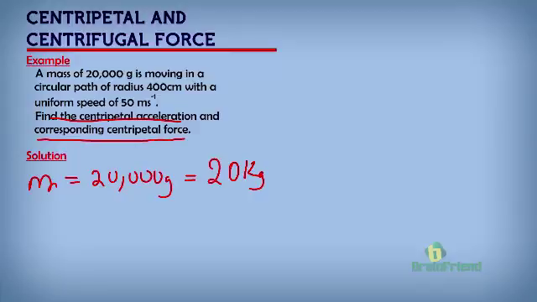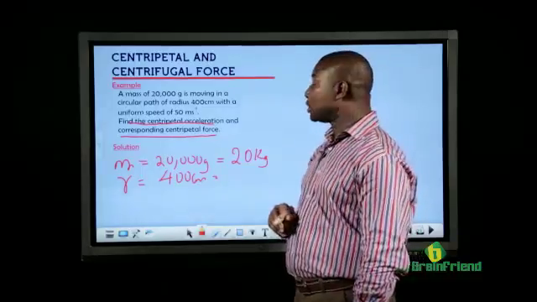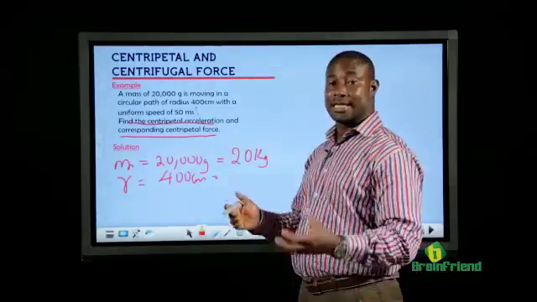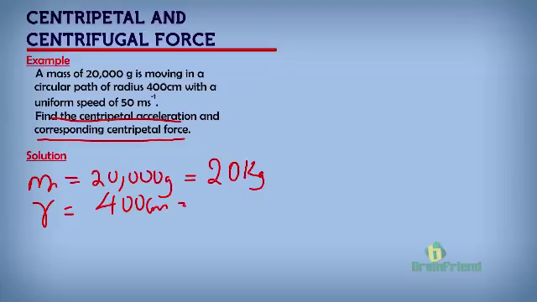Next, we're going to be looking at the radius. We're looking at all the parameters that we have been given. The radius is 400 centimeters. And 400 centimeters, we will need to change it to the SI unit. The SI unit is meter. So 400 centimeters is going to be 4 meters. And then, of course, we have been given the speed, which is 50 meters per second. Now, 50 meters per second is the SI unit for speed.